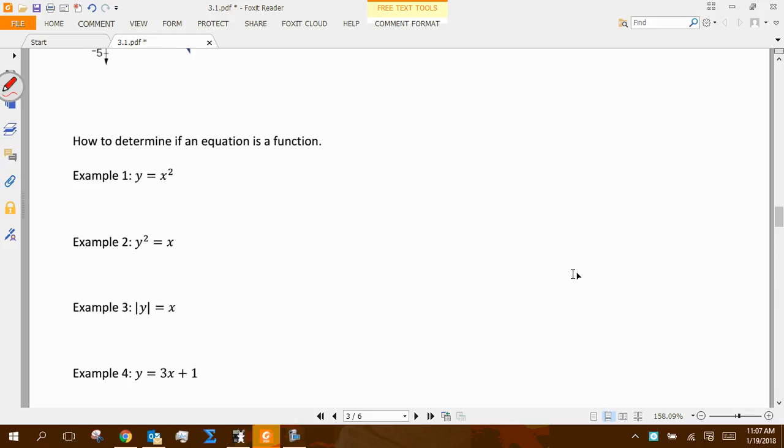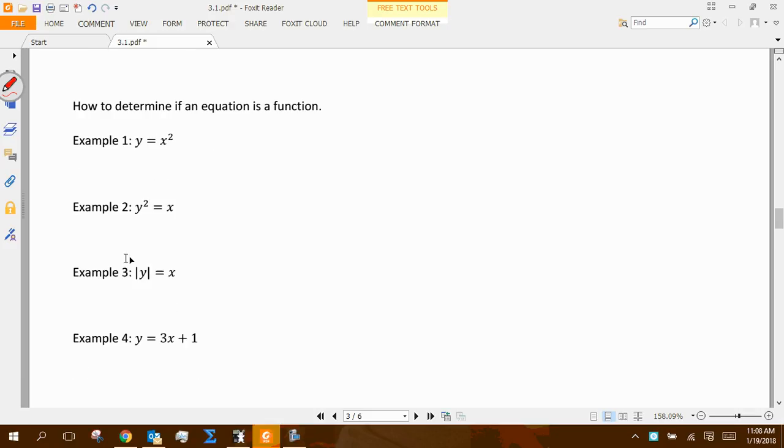Down here it says how to determine if an equation is a function. And really the best way, I think, if you're struggling, is to graph these things and then apply the vertical line test. When I look at y equals x squared, it's that curve right there, or it looks like that. And as I draw my vertical line through there, it's going to pass.